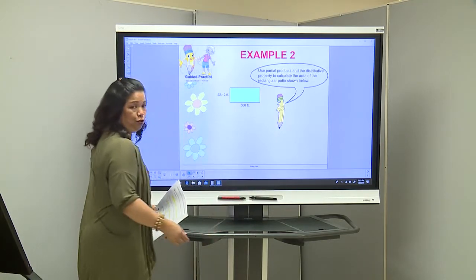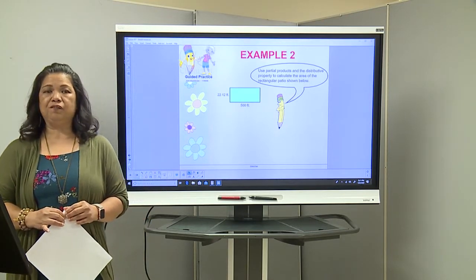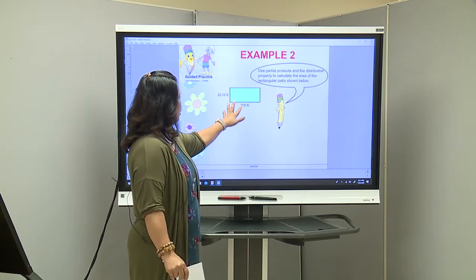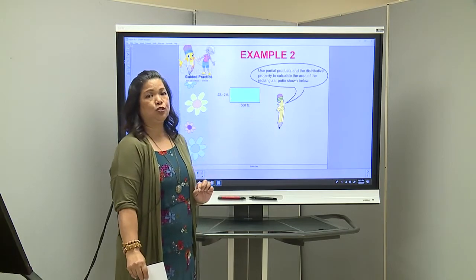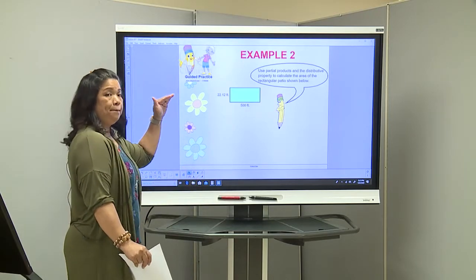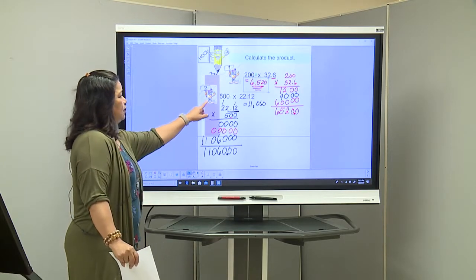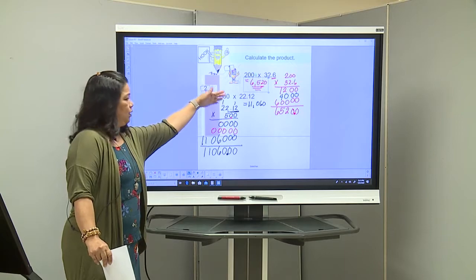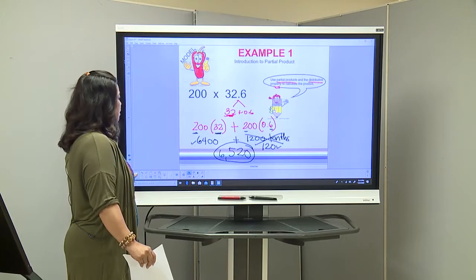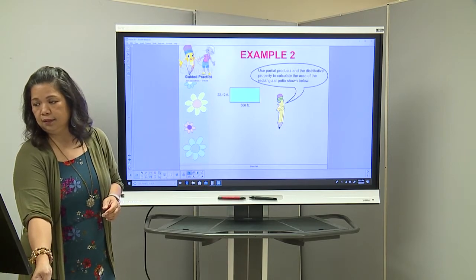Here it says, use partial products and the distributive property to calculate the area of the rectangular patio shown below. So this is the patio, and it is 500 feet by 22 and 12 hundredths feet. Do you remember this expression? It is in the first slide, the one we did with the standard algorithm. So here we have the same expression, but we are going to use the distributive property and partial products.